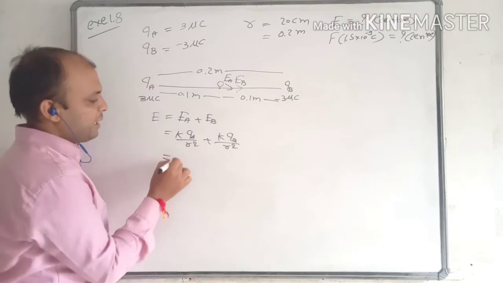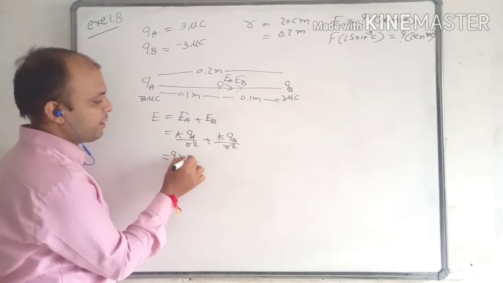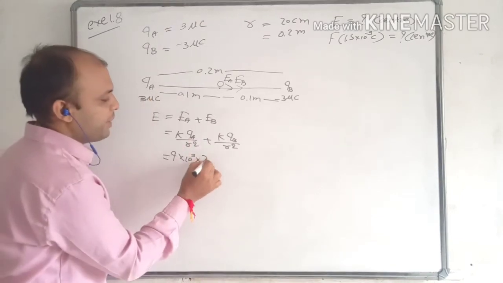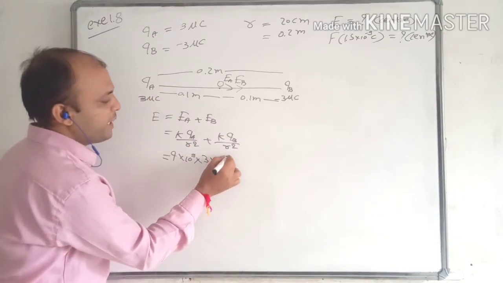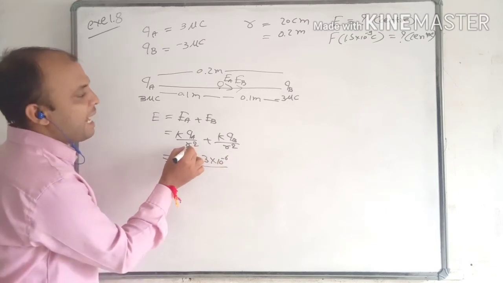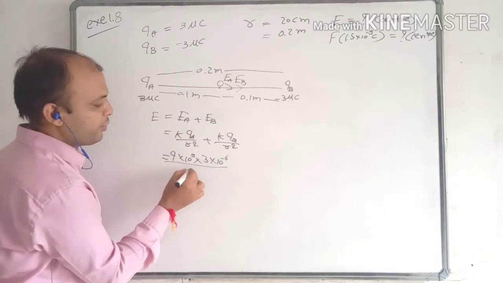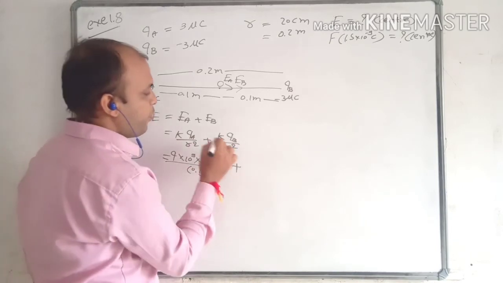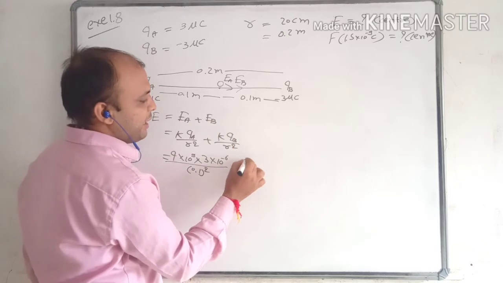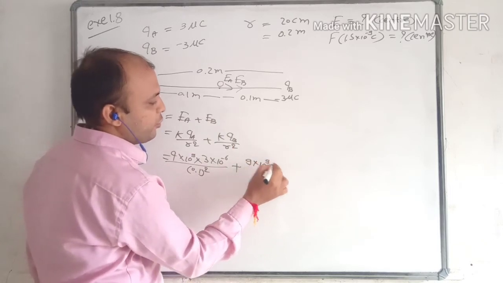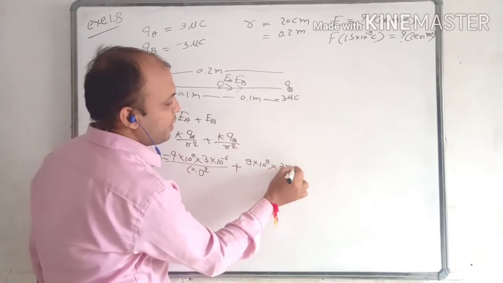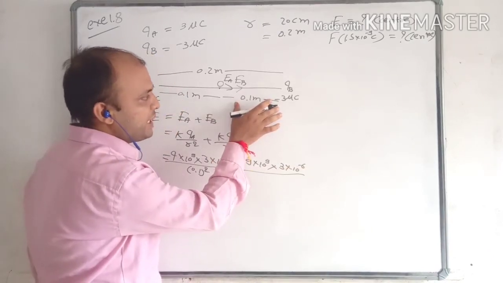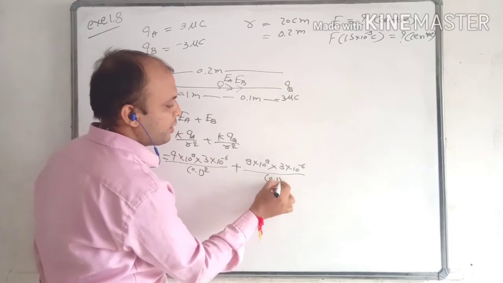So here K is 9 into 10 raised to 9, into charge QA, that is 3 microcoulomb, 3 into 10 raised to minus 6, upon R square, that is R equal to 0.1, so 0.1 square, plus for B charge, K, 9 into 10 raised to 9, into Q B is 3 into 10 raised to minus 6, upon distance will also be the same for B charge, so 0.1 square.